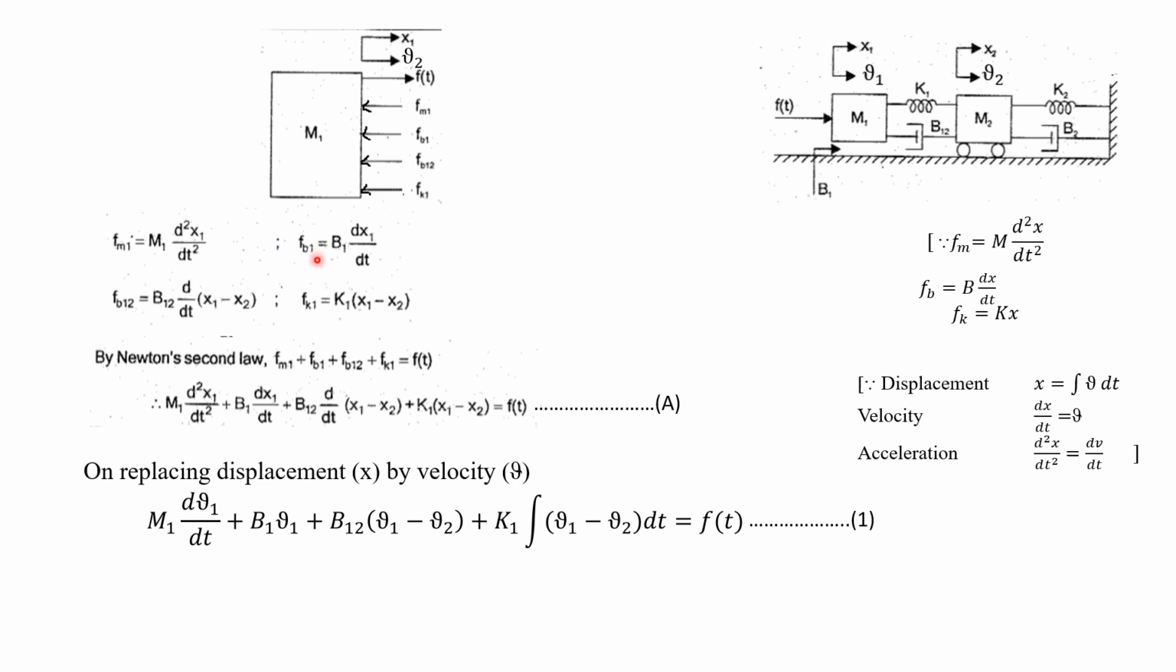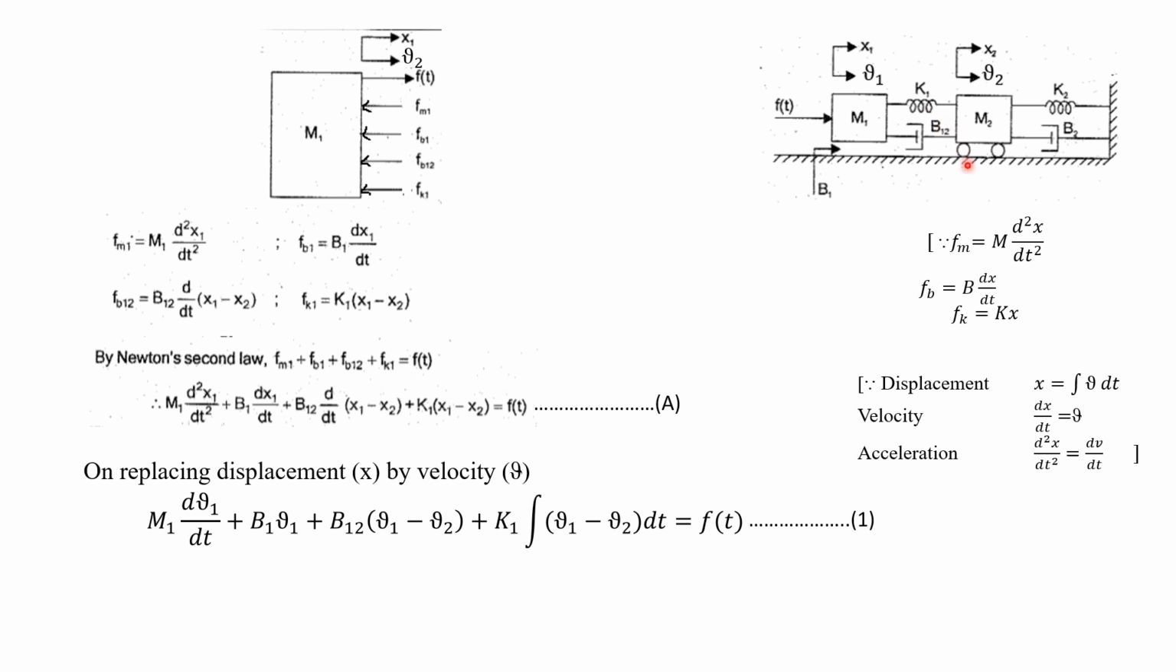To write the value of Fb1, we have to see where this b1 is connected. It is only connected to this m1, not related to m2. So directly we can write the formula for this Fb1 also: b1 into dx1 by dt, because the displacement here is x1. Now the third opposing force is Fb12.